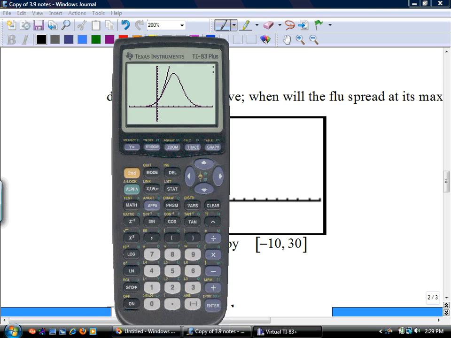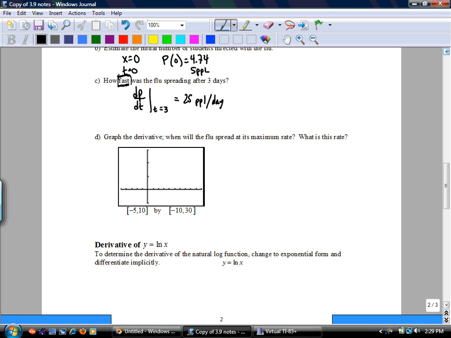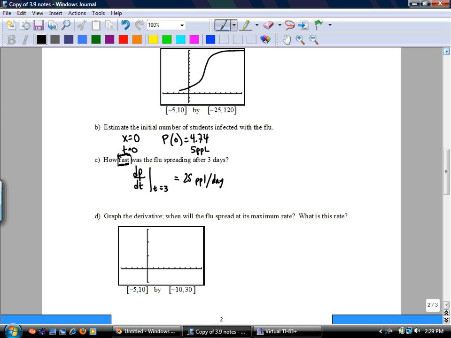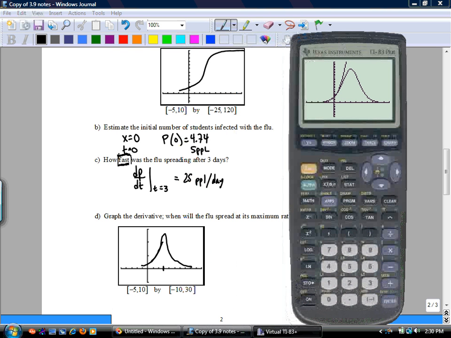So I'm going to attempt to zoom out and draw it, because I want to line up those graphs facing this graph. Quit picking on me. So the graph looks like that. So when will the flu spread at its maximum?